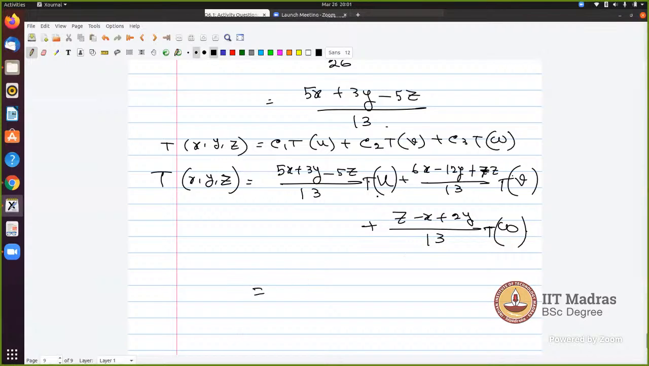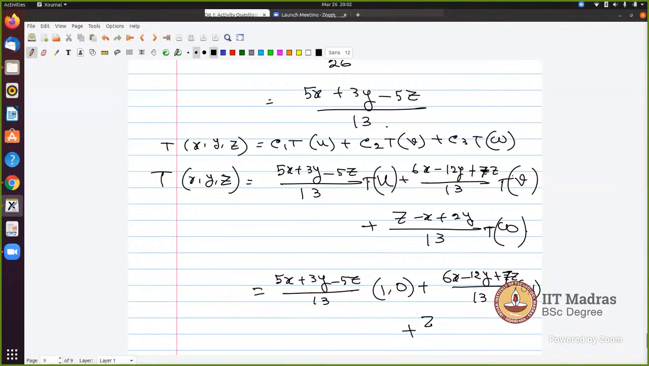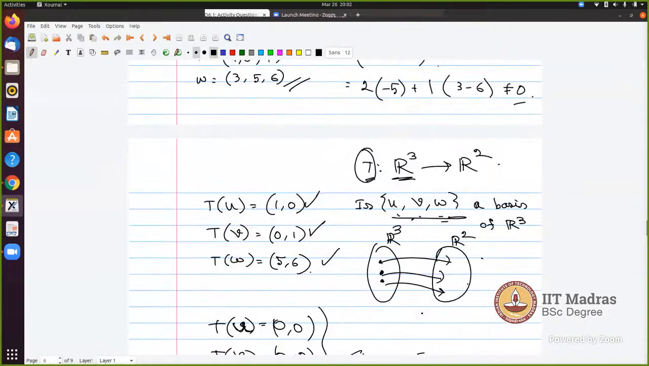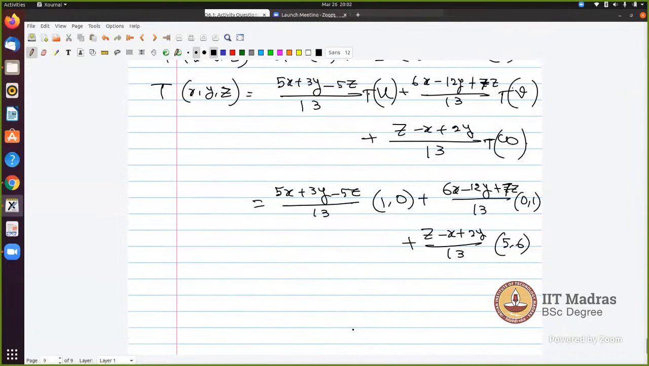That's what I have written here, right? Now we know what Tu is, correct? We know what this is. And we know what this is. This is 5, 6, right? It was there. 5, 6. Right? So now can we write what these values are?